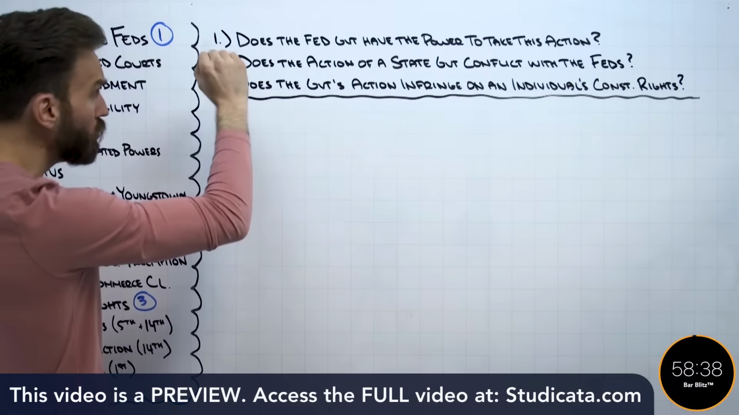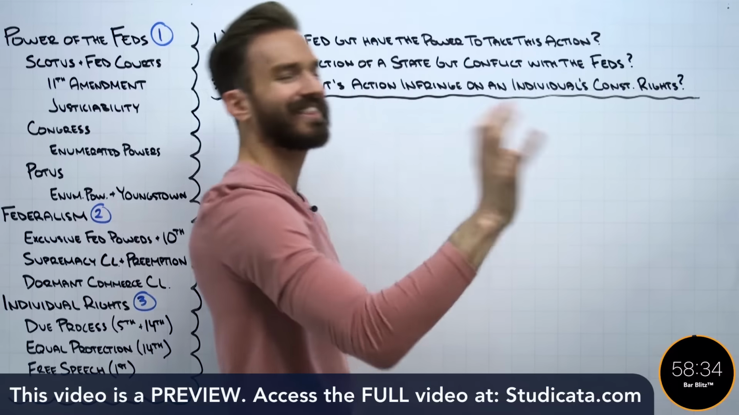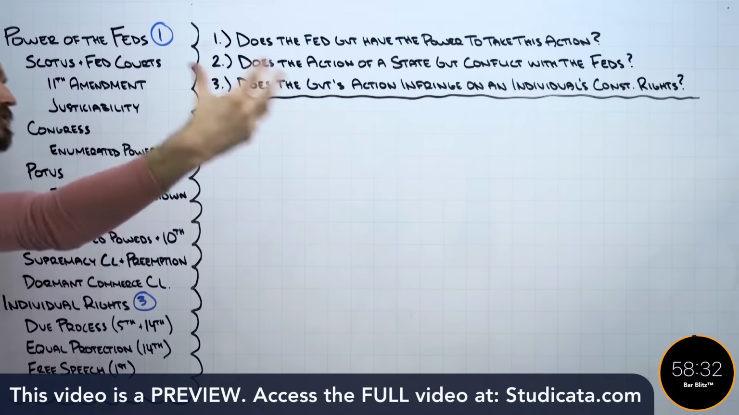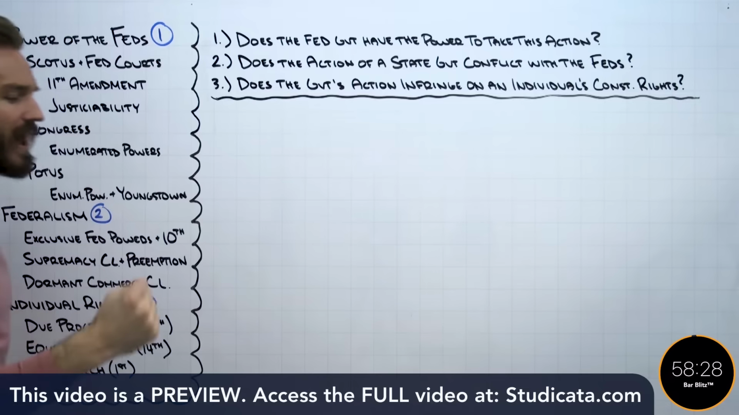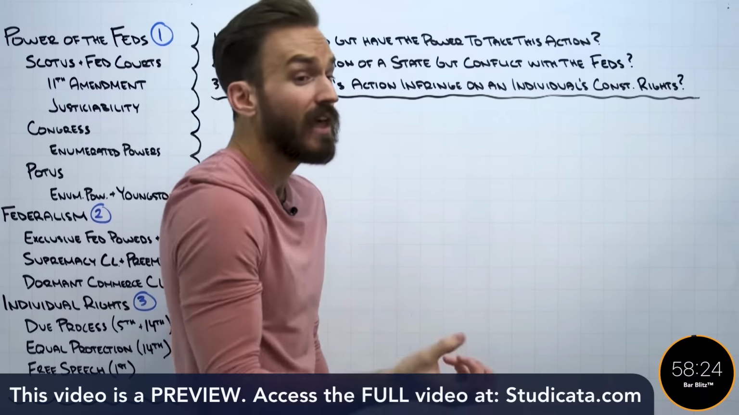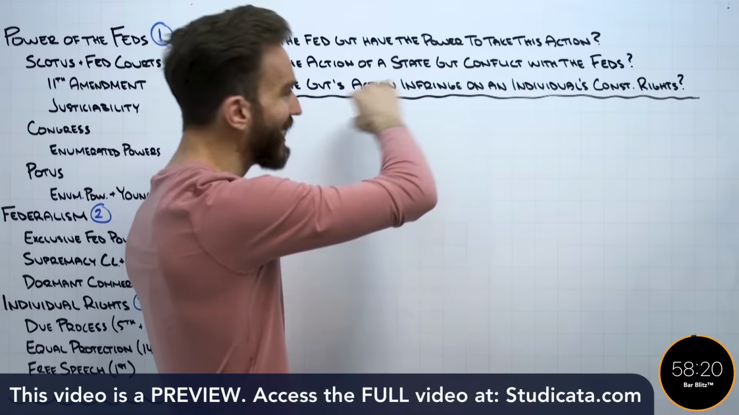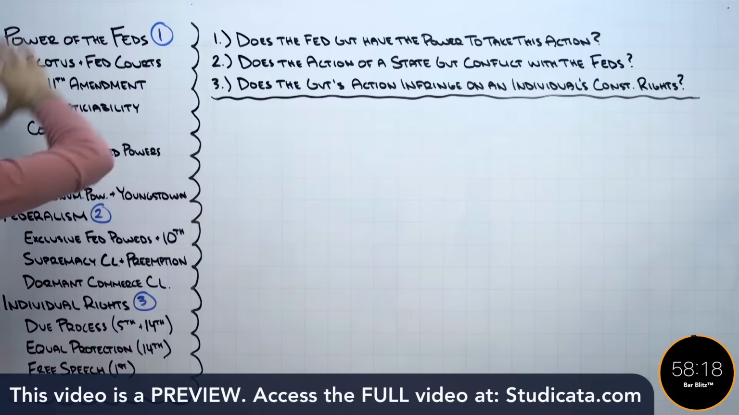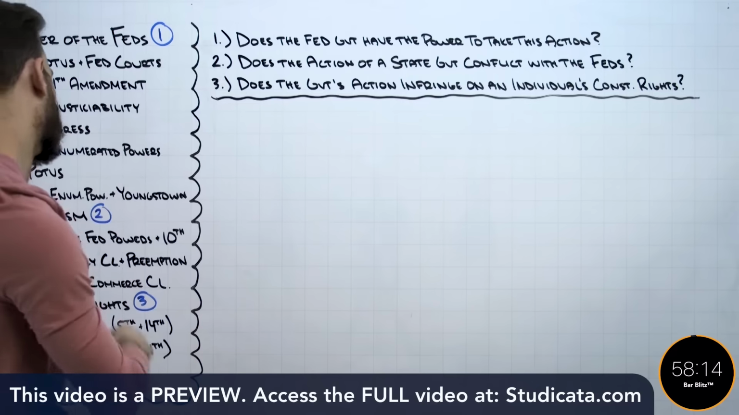We have to ask, do those parties, does the federal government have the power to take these actions under the U.S. Constitution, right? This is the idea of power of the feds. It's establishing that whatever action the federal government is taking, they actually do have the power vested to them in the Constitution to take these actions, right? This is kind of our first bucket, our first category of issues we're going to go over.